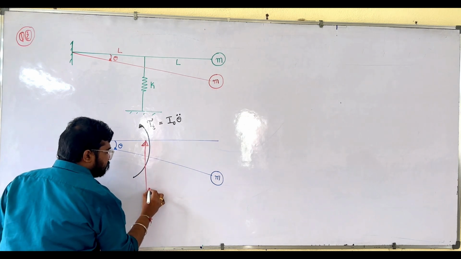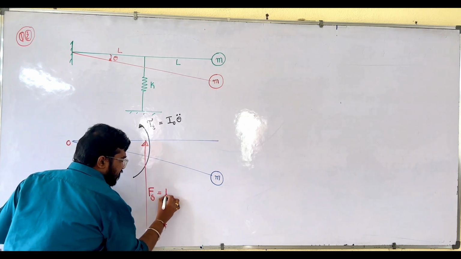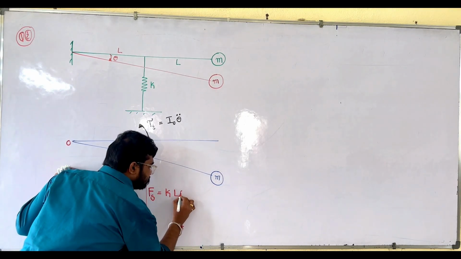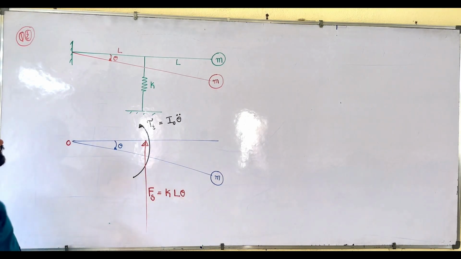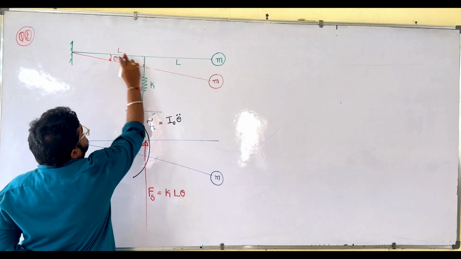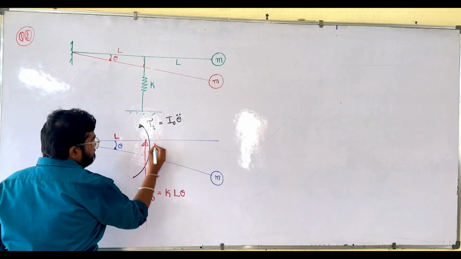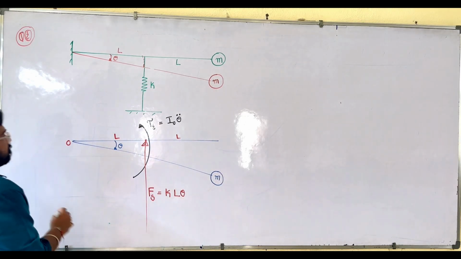Spring force can be written as K into the arc length. What is the arc length? L theta is the arc length. Clear? This is L, and this is the moment of inertia.